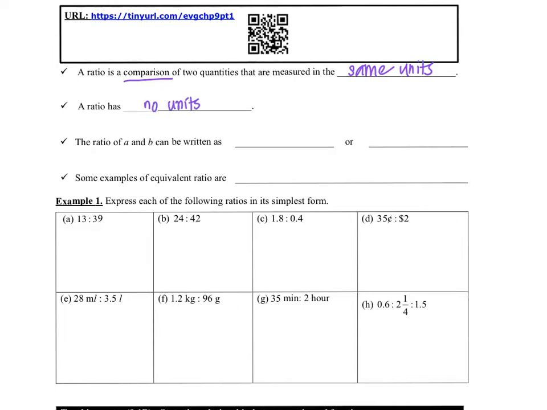The ratio of A and B can be written as A is to B, or it can be written as a fraction A over B. And we have some examples of equivalent ratios. For example, 1:2 can be the same as 2:4, or maybe it also can be the same as 50/100. Or many other examples that you can think of.